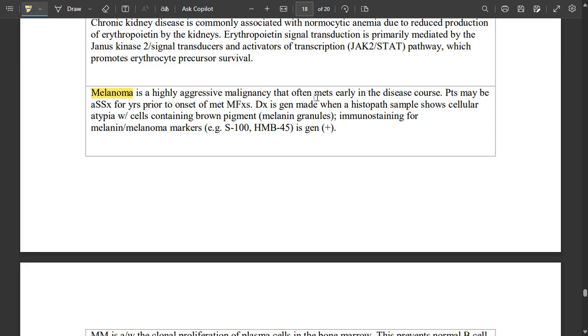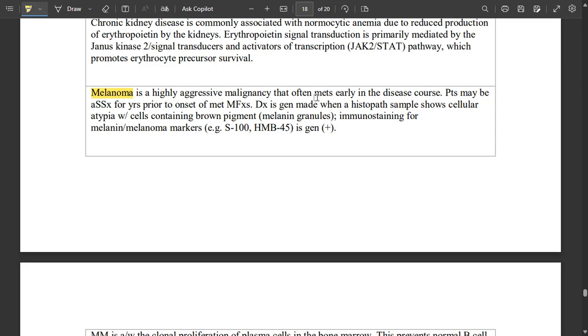Diagnosis is generally made when a histopathological sample shows cellular atypia. Before metastasizing, even the metastasis can be asymptomatic.